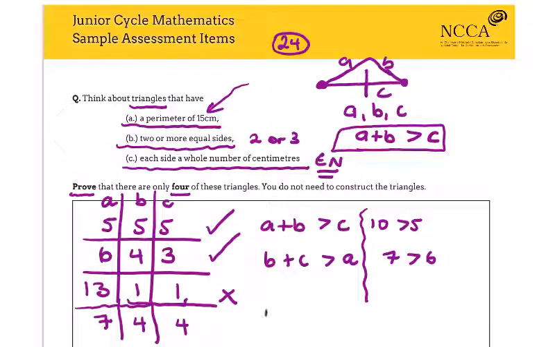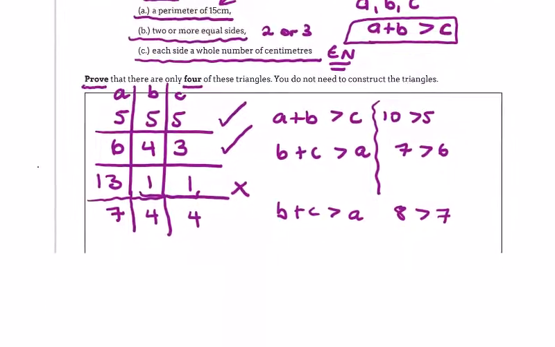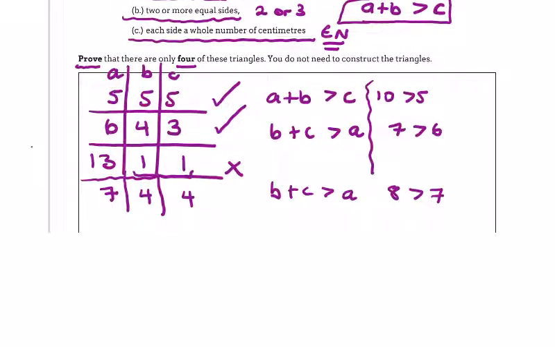You can see here B plus C is greater than A. That will work for us. A plus B is greater than C. They all work here. 8 is greater than 7. So that will work. So let's see, can we see some sort of pattern going on? We have one starting with a 5, one starting with a 6, one starting with a 7.